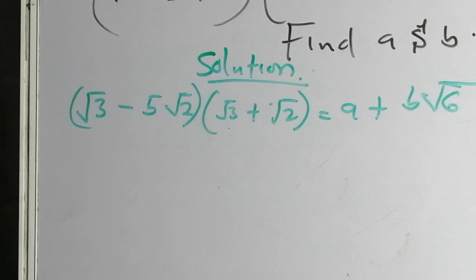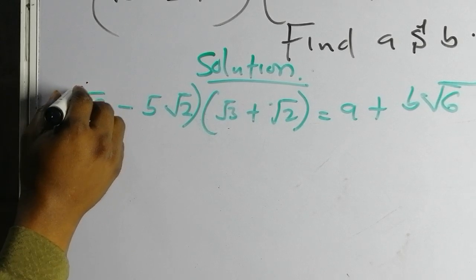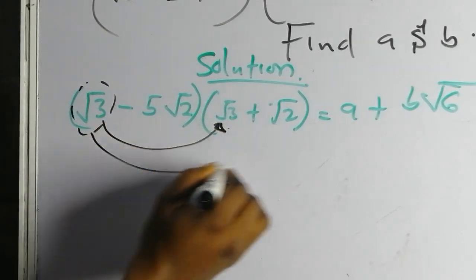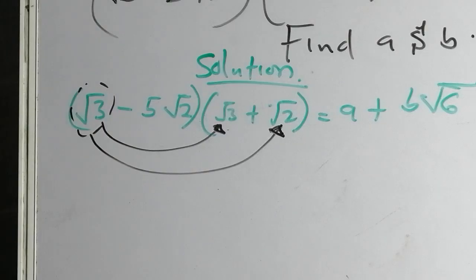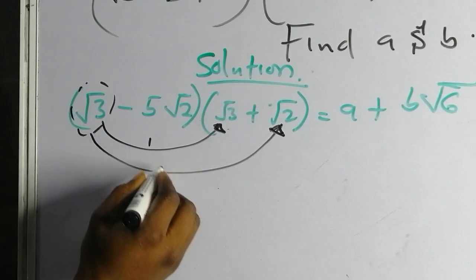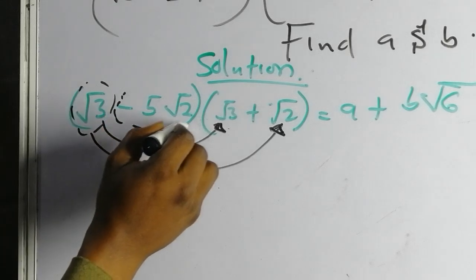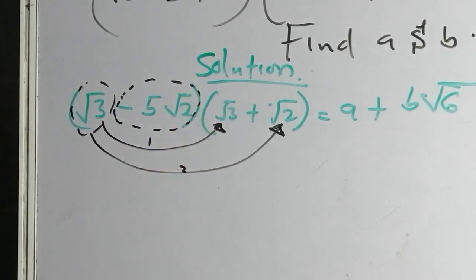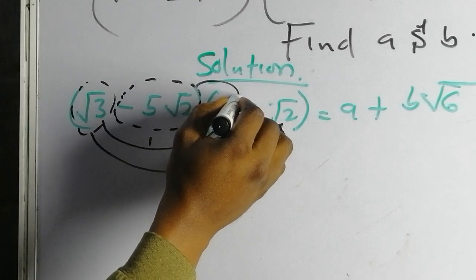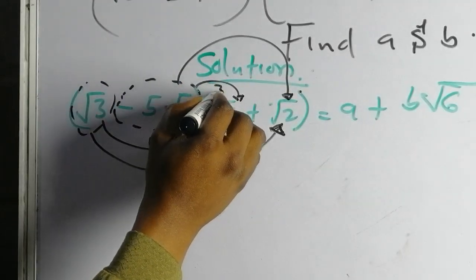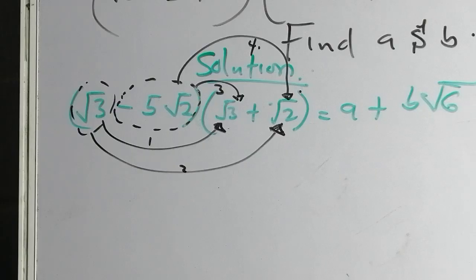So what you will do, don't forget, I think I've done this in one of the parts: you multiply this with this, also multiply this with this, and also consider the sign. This is the first step, this is the second. Anything on the right hand side is the owner of the sign. You multiply this with this, and also this with this. So this is third and this is fourth. That's multiplication.